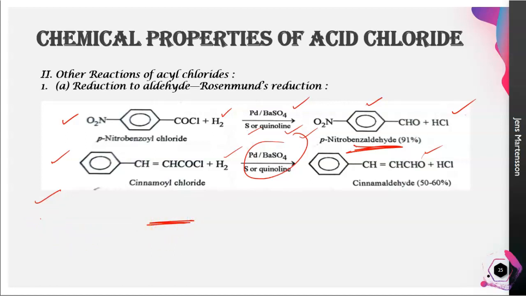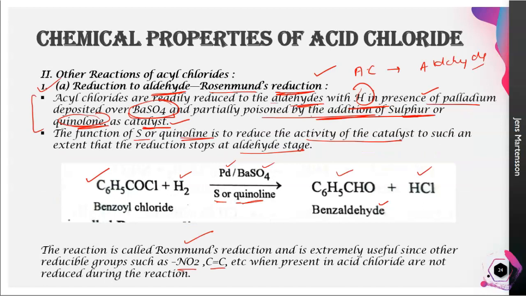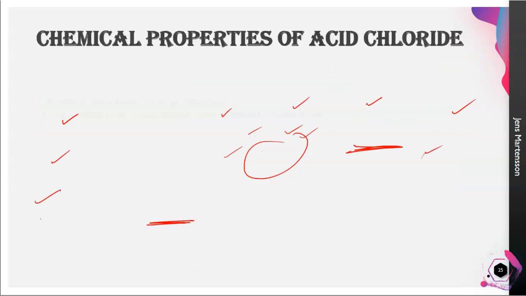If you see a substrate like this with palladium, barium sulfate and sulfur or quinoline, you understand that your acid chloride is going to get converted to benzaldehyde only. It stops at that particular stage because it is a function of the sulfur or quinoline to reduce the activity of the catalyst. Getting that? So that is one thing over here.